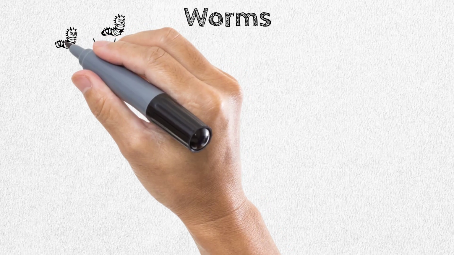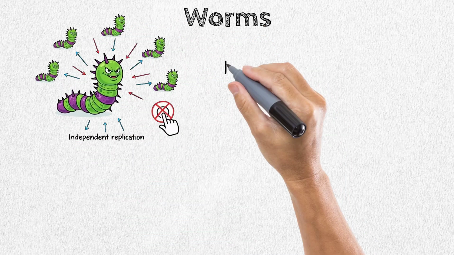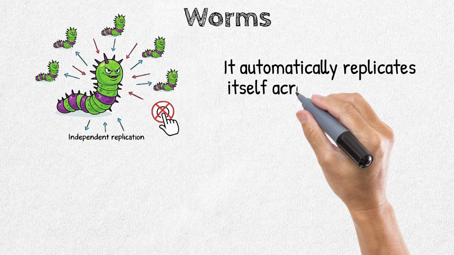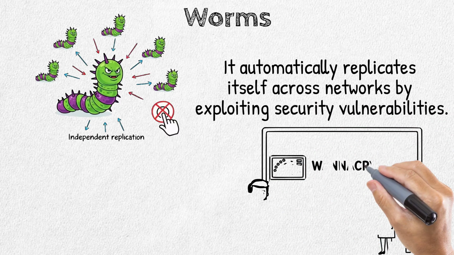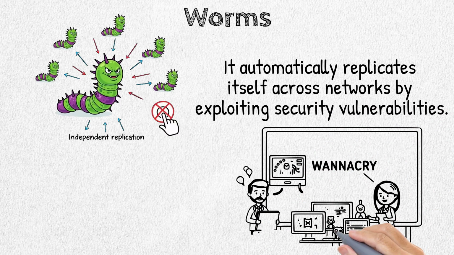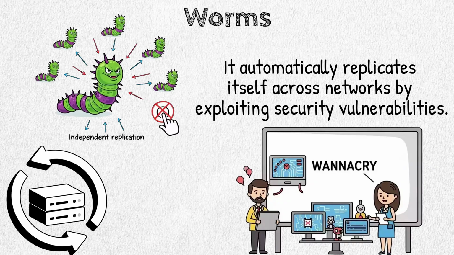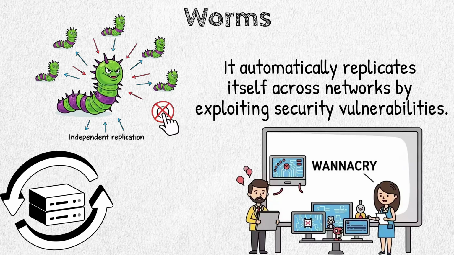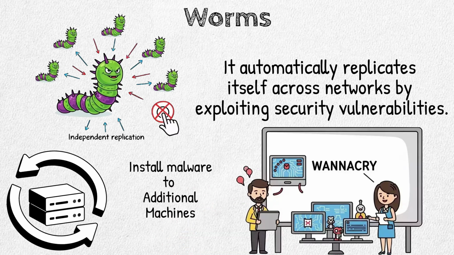Worm. A worm is similar to a virus, but it doesn't need human interaction to spread. It automatically replicates itself across networks by exploiting security vulnerabilities. One of the most damaging worms was WannaCry, which spread rapidly across hospitals, businesses, and government systems. Worms can overload networks, consume bandwidth, and install additional malware on infected machines.